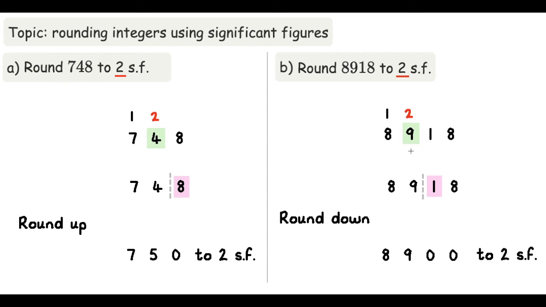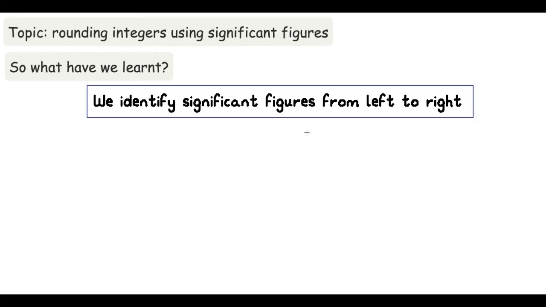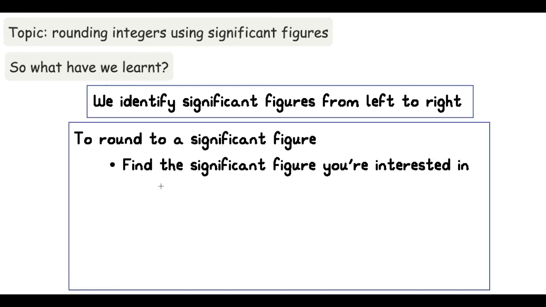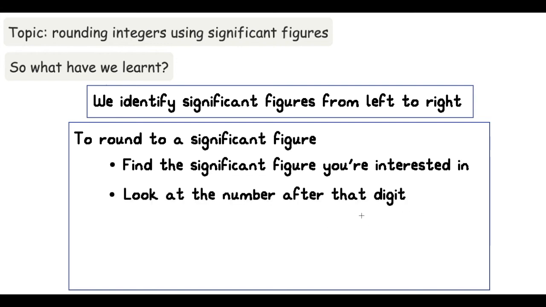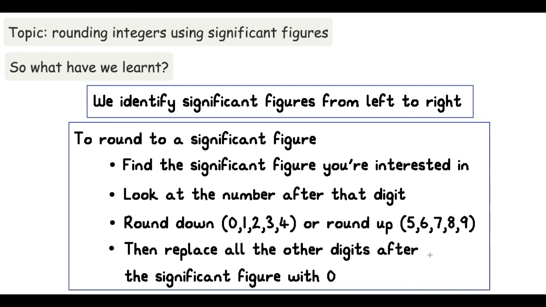to a significant figure. And so, what have we actually learned? Well, the first thing we saw is that the first significant figure is just the first digit in an integer, and we identify significant figures from left to right. And then we looked at how to round a significant figure. And remember that we just identify the significant figure that we're interested in. We'll look at the number after that digit. We round down if that number is one of these, or round up if that number is one of these. And finally, we replace all the other digits after the significant figure with 0. And so you can keep referring back to this as you work through the questions. So thank you for listening, and I hope that helped.